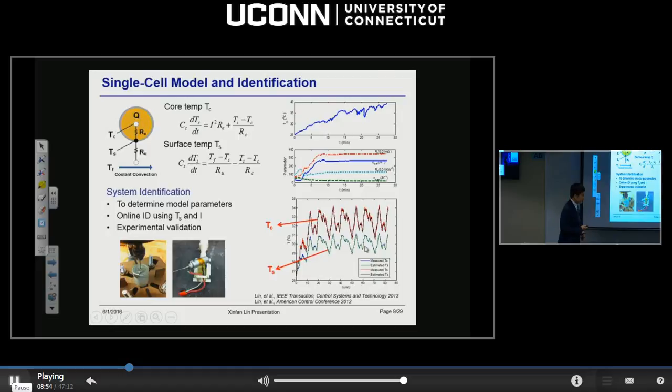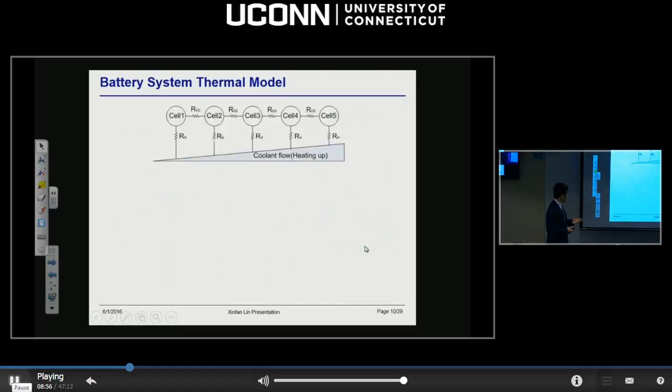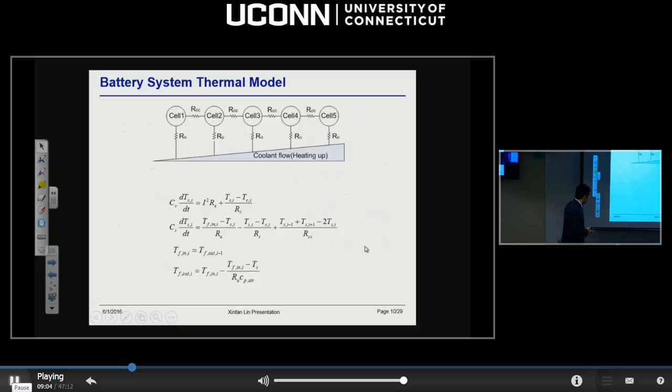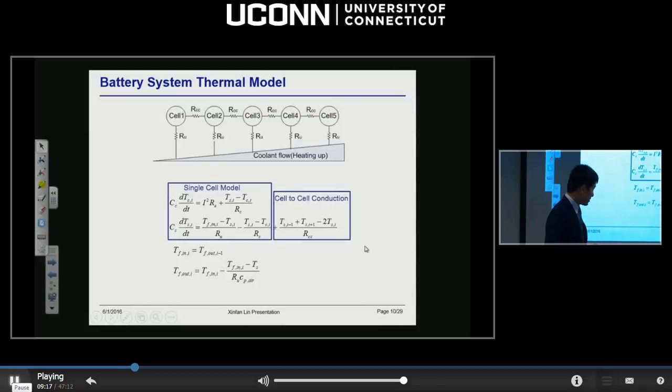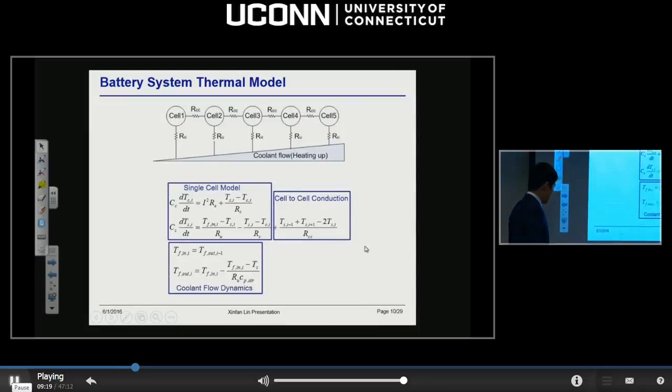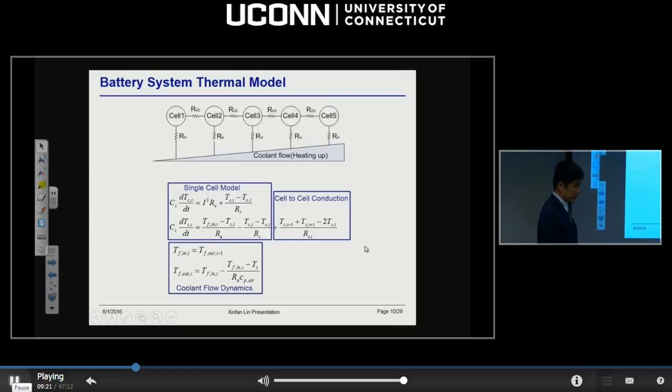Continue. Okay, so based on the single cell model, I try to construct a battery system thermal model, which scales up the single cell model and considers the thermal interaction between cells. This is the model for the battery string, and this is a single cell model. This part captures the cell-to-cell heat conduction between adjacent cells, for example through the tabbing connecting them, and this part captures the thermodynamics of the coolant flow.